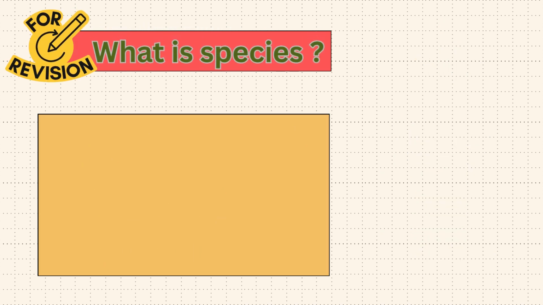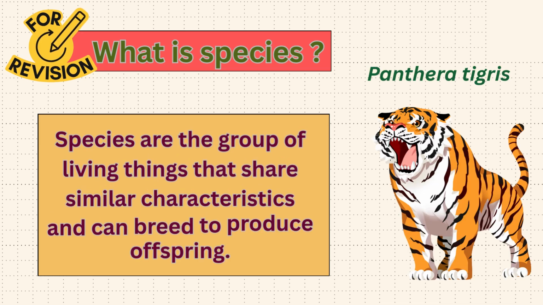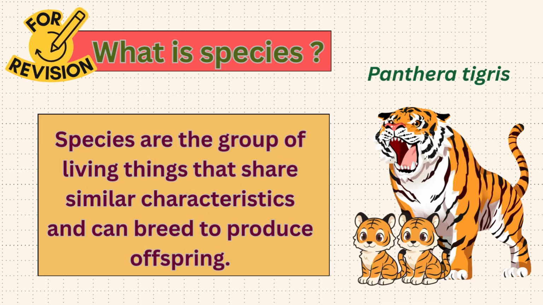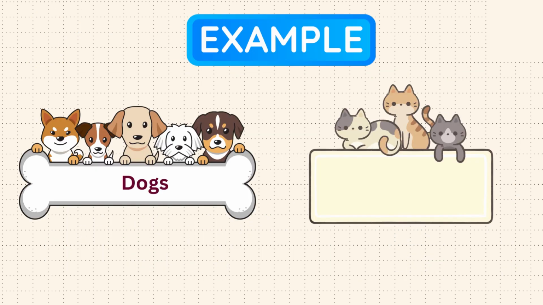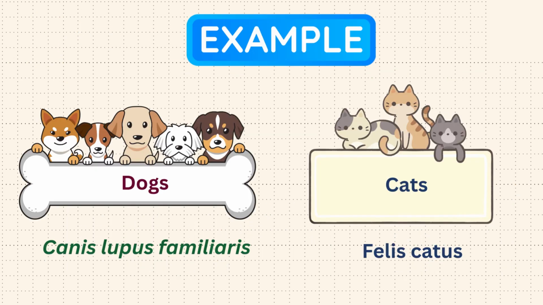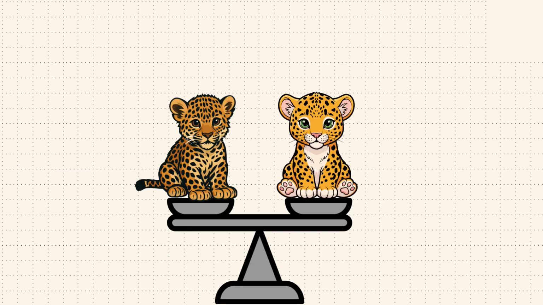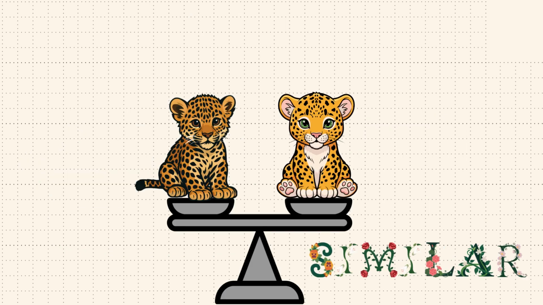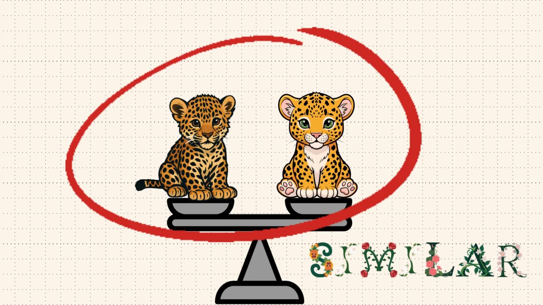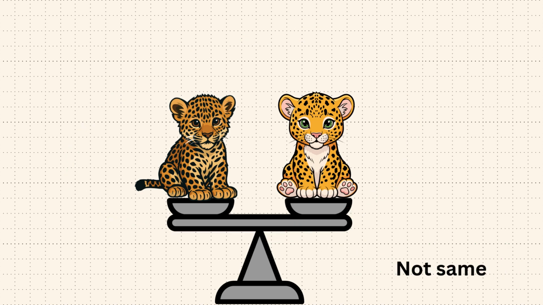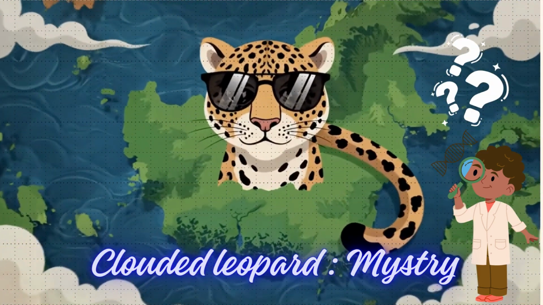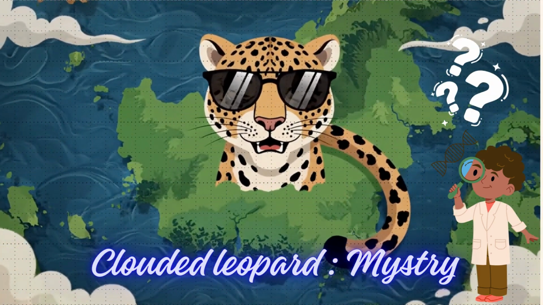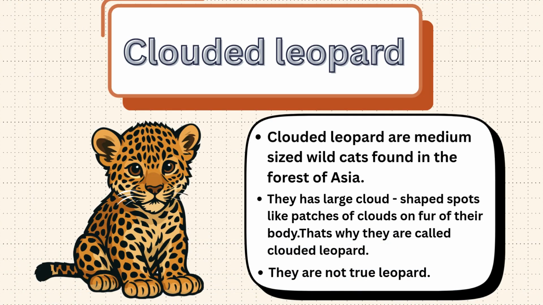What is a species? A species is a group of organisms that can make babies that will be helpful in future also. For example, all dogs are one species, all cats are another species. Most members of a species look similar, but sometimes two animals look very similar and still they are not the same species. So now let's see how scientists discover new species using the clouded leopard as an example.